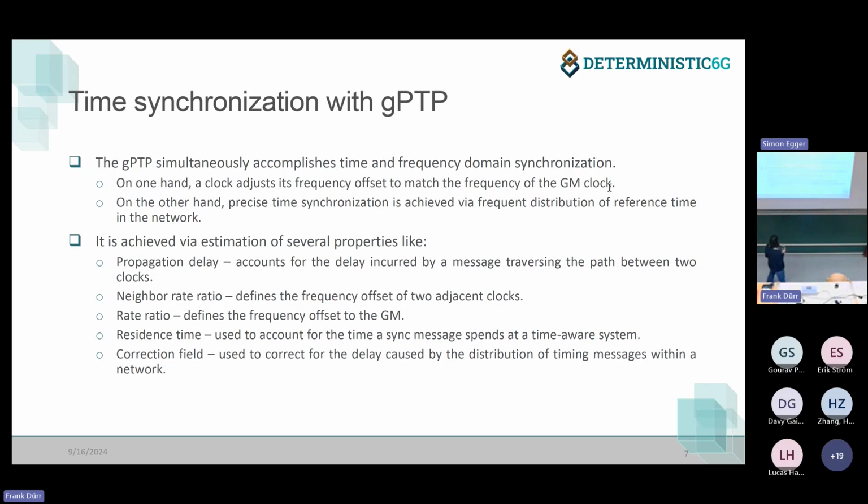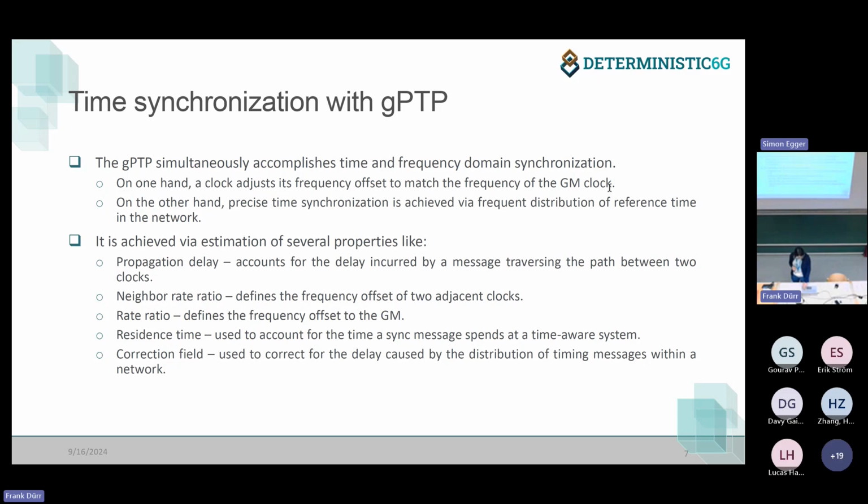It is achieved by the estimation of different properties. So we have the propagation delay, which accounts for the delay that the message has incurred between 2 adjacent nodes. The neighbor rate ratio, which accounts for the frequency offset between the 2 adjacent clocks. The rate ratio, which accounts for the frequency offset with the grandmaster. We have the residence time, as our colleagues already explained, that this is the time that a packet would spend in a particular time-aware system. And we have the correction field to account for the overall delay the message has to incur while traversing the network.